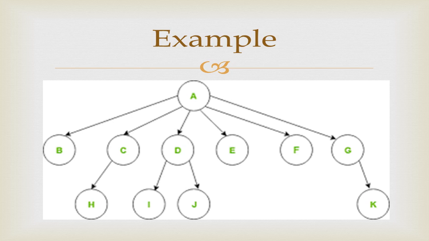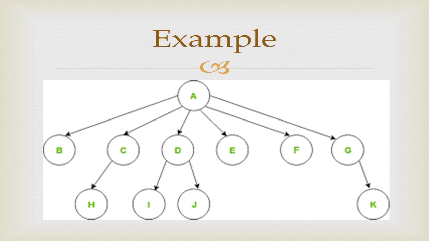Now we move on to an example. Observe the given tree carefully for a few moments. Now let us answer a few questions. Identify the root of the tree. The answer is A. Question number 2. Who are the children of A? The answer is B, C, D, E, F and G are the children of A, because all of them are connected directly to A through edges.